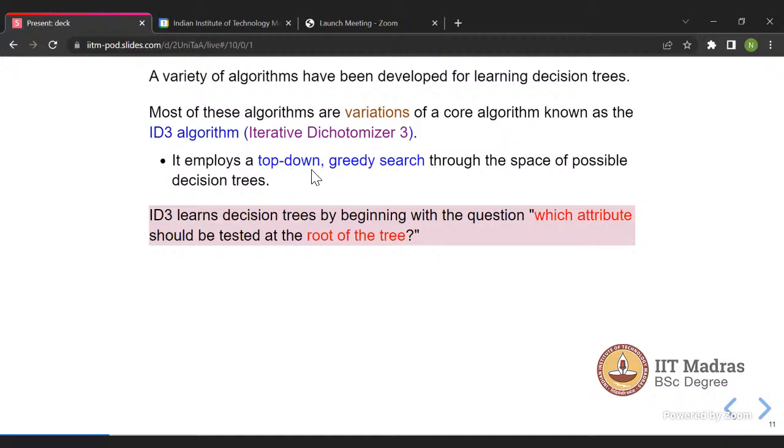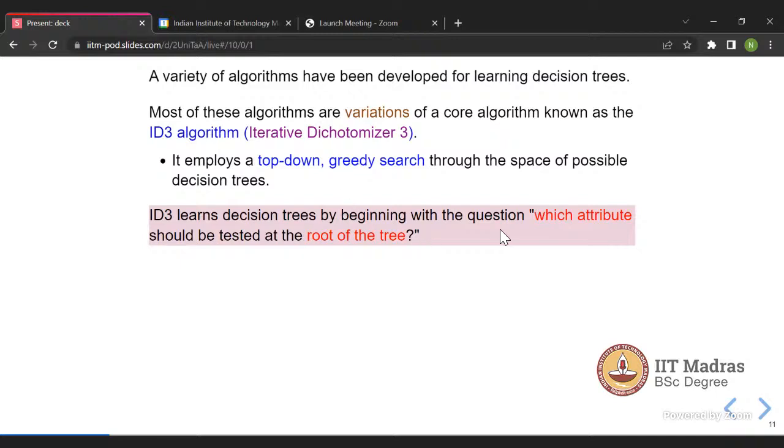So ID3 employs a top-down approach. Let's start with the entire data set and then split from top to down in a greedy search manner. What I mean by greedy search is that at a particular step, at a particular iteration, it only takes the best attribute to split at that moment. It doesn't consider what will happen to the next split or the next iterations. It only takes care of that particular iteration, at that particular moment, of what will be the best attribute looking at the examples belonging to that node. So in that manner, it's a greedy search algorithm.